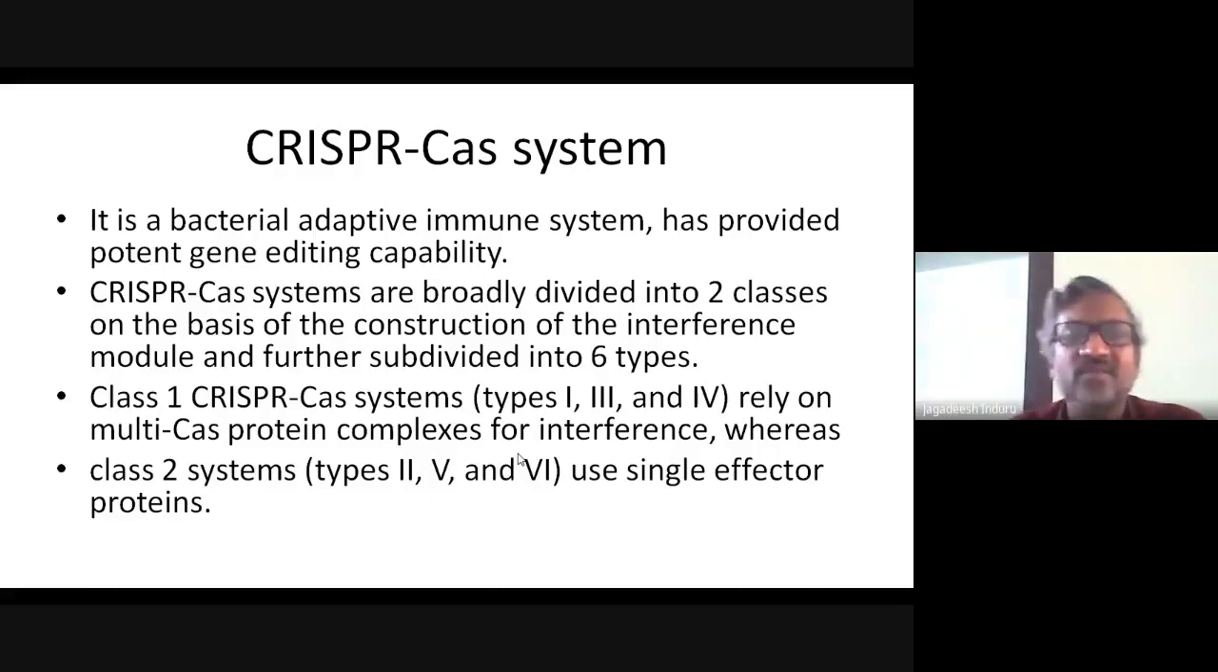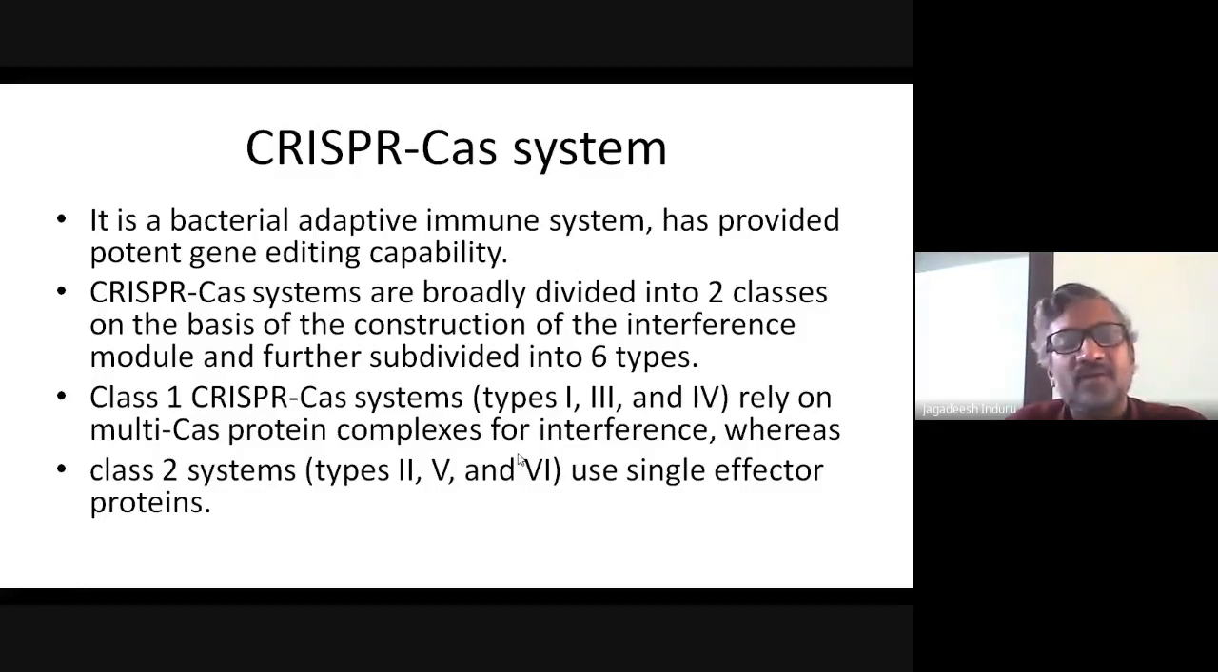So first we will see there are two classes: class 1 CRISPR and class 2 CRISPR-Cas system. In the class 1 CRISPR-Cas systems, types 1, 3, and 4 rely on multi-Cas protein complexes. These Cas proteins, more than two, are required for interference. It means more than one enzyme is required for the function, and that is divided into three types: type 1, 3, and 4.